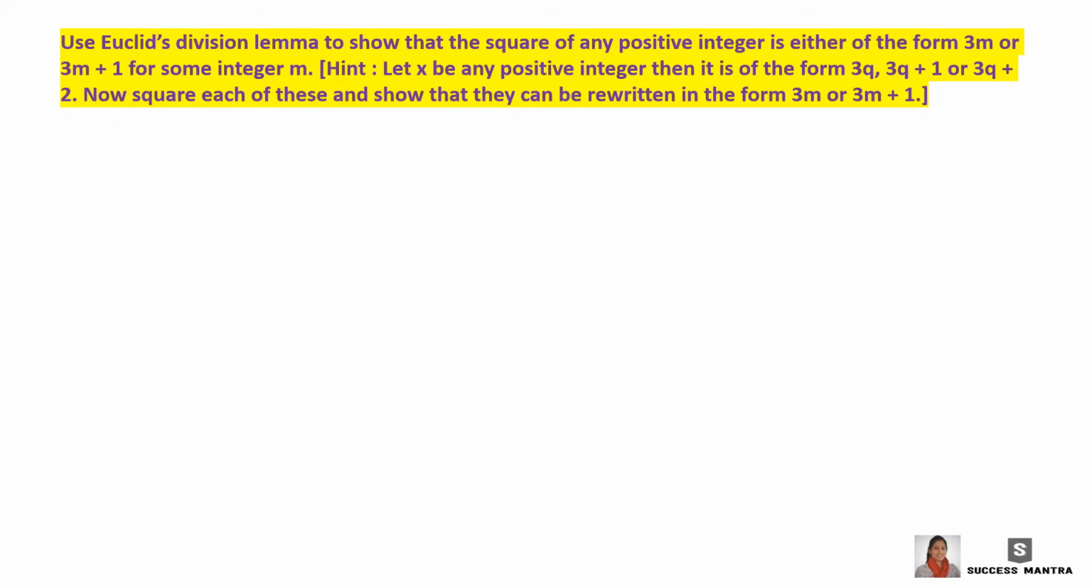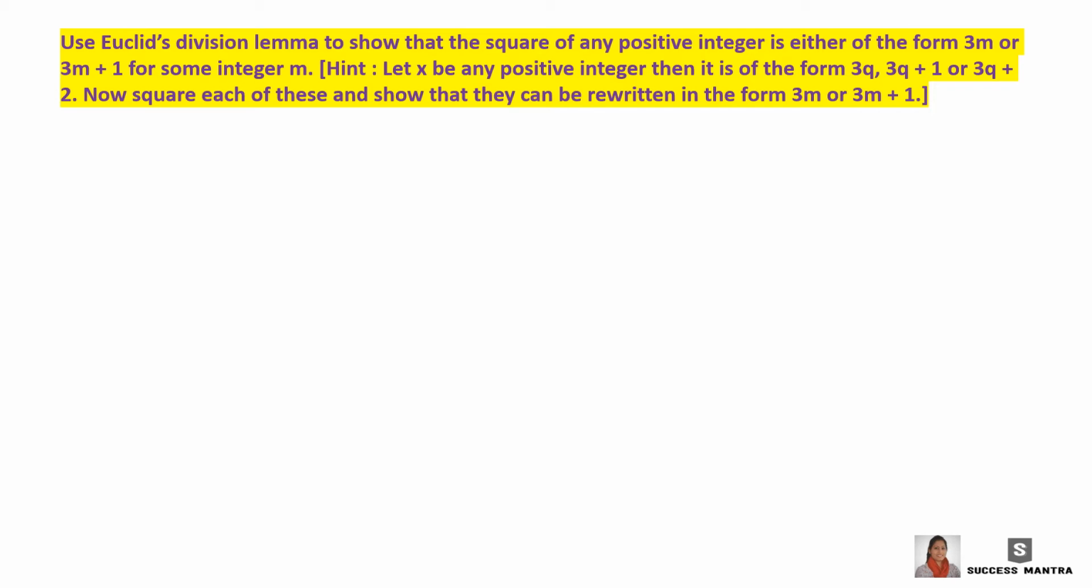So our next question is, use Euclid's division lemma to show that the square of any positive integer is of the form 3m or 3m plus 1 for some integer m. And a hint is given here. Let x be any positive integer, then it is of the form 3q, 3q plus 1 or 3q plus 2. Now square each of these and show that they can be rewritten in the form of 3m or 3m plus 1. That is, if x is equal to 3q, then x square we need to prove equal to 3m.